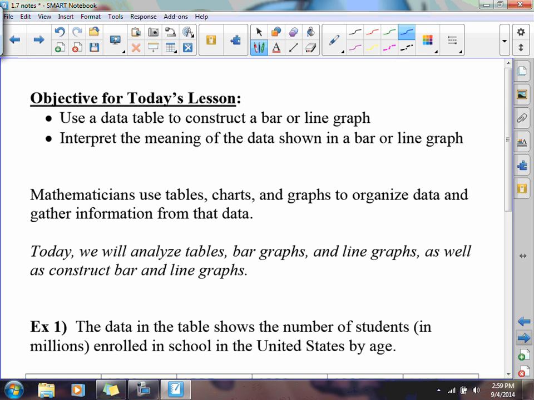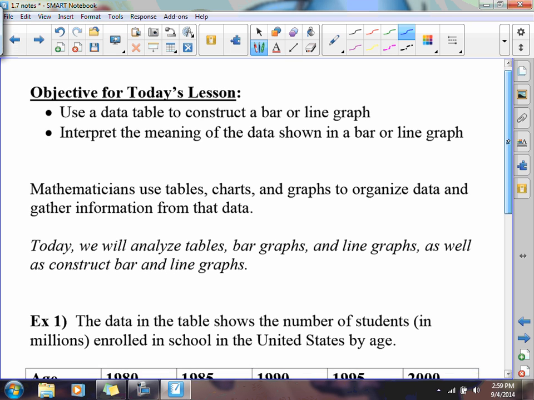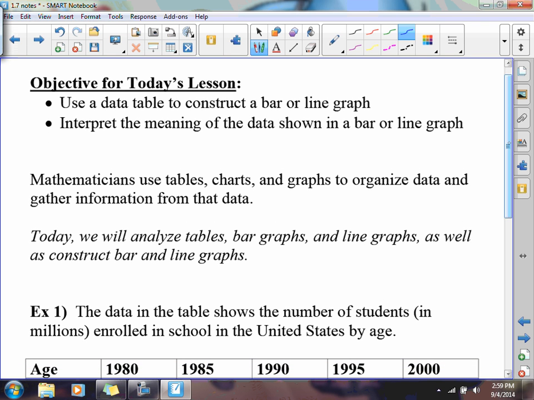And our objectives for today are going to be to use a table to construct a bar or line graph and to interpret the meaning of the data shown in the bar or the line graph.